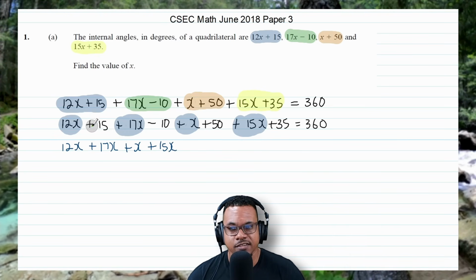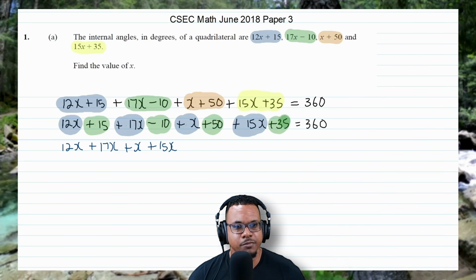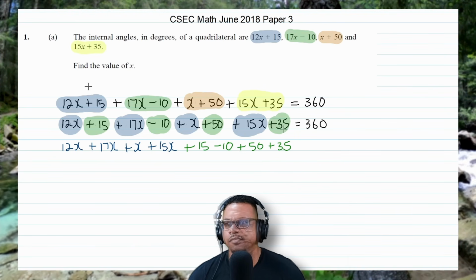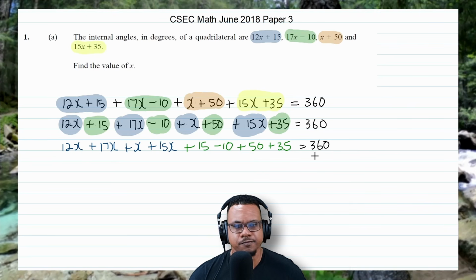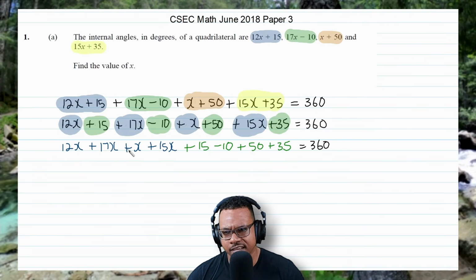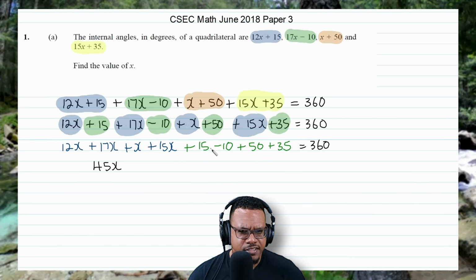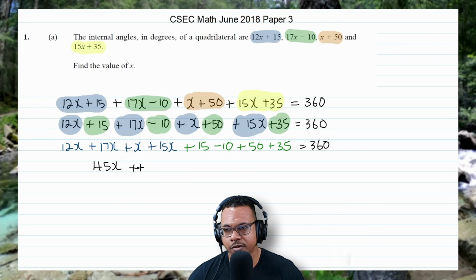Then I'm going to bring my constants together. So that's positive 15, negative 10, positive 50, and positive 35. So writing that out, we're going to have positive 15, negative 10, positive 50, and positive 35. And that will be equal to 360. So adding the 12x plus 17x plus 1x plus 15x, I would get 45. So that would be 45x. And now positive 15 take away 10 plus 50 plus 35 is equal to positive 90. So I'll have positive 90 is equal to 360.